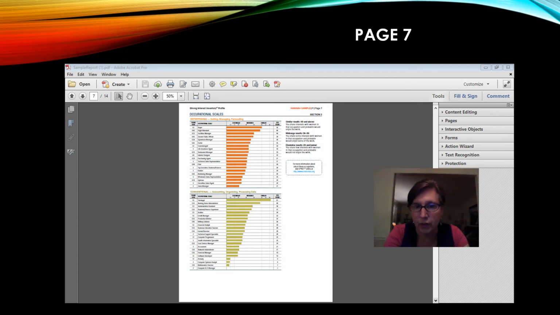On page 7, you get a continuation of the occupational scales. You'll notice that this is the 3rd and 4th category for her. But you'll notice the bars are getting a little less, though there are still some things, even in the 4th category. You see a career that is really jumping out there, and that happens sometimes.